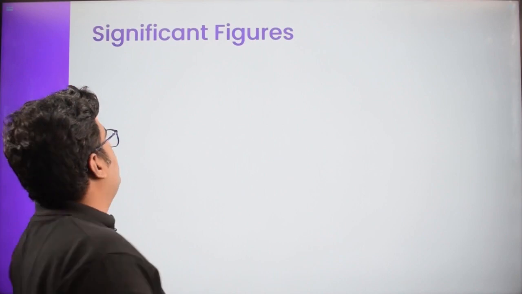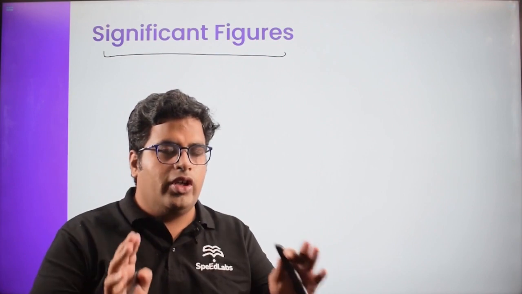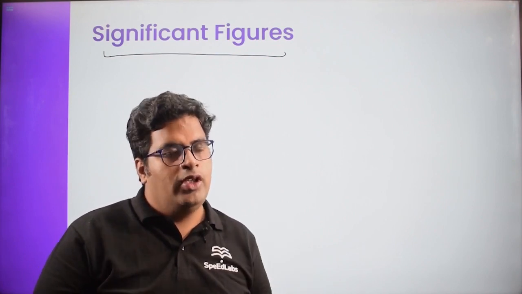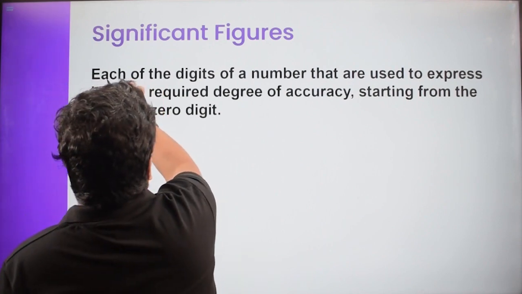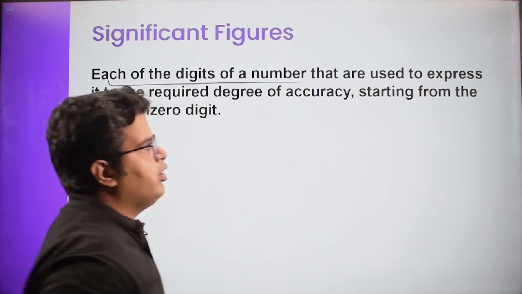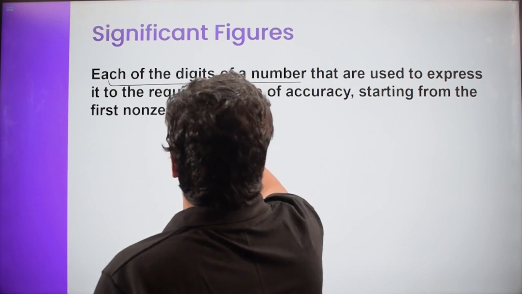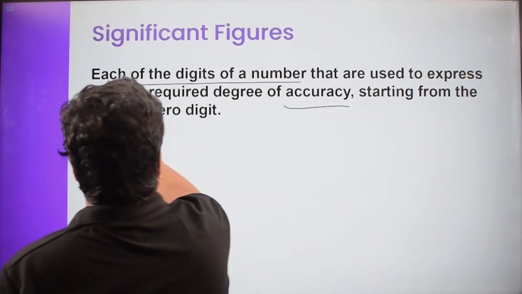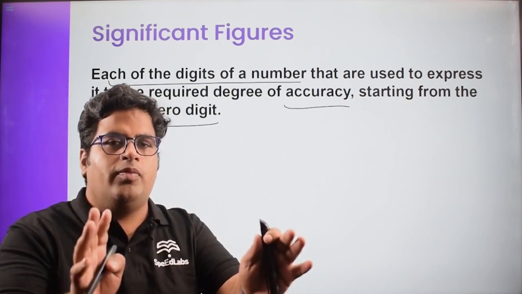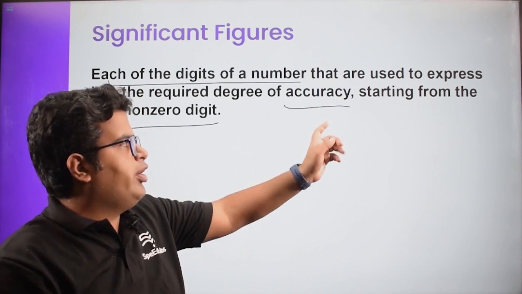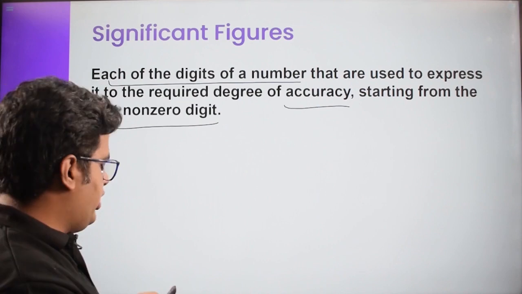Then we have an important topic, that is significant figures, right? Now what are significant figures? Why do we use them? Let's understand. Each digit of a number is used to express it to the required degree of accuracy, starting from its first non-zero digit. Basically, whatever the number is, it should start with some non-zero digit, and we see up to what accuracy it is.